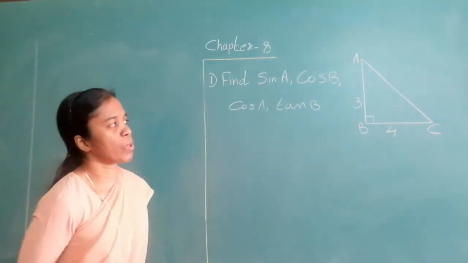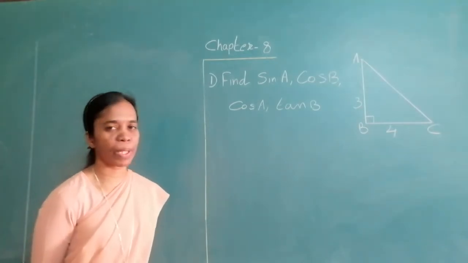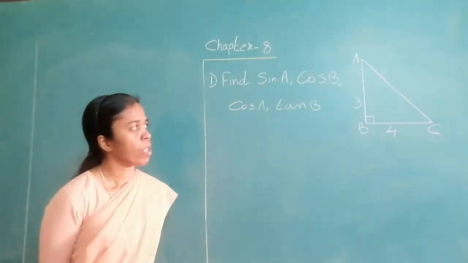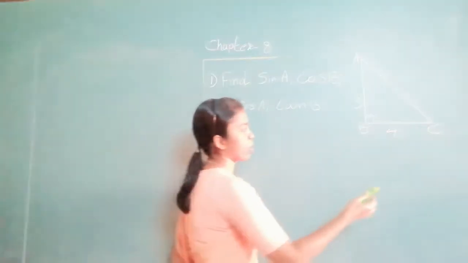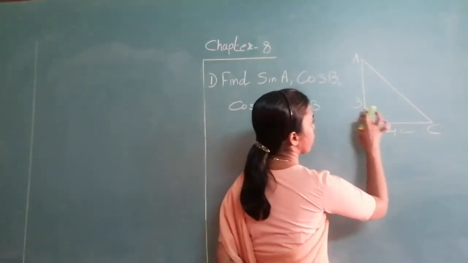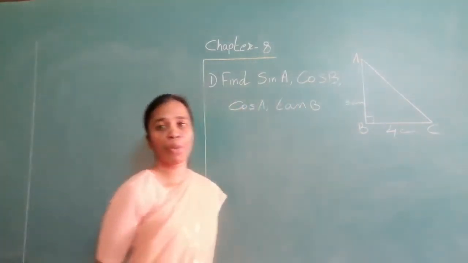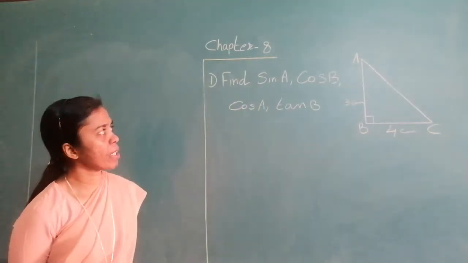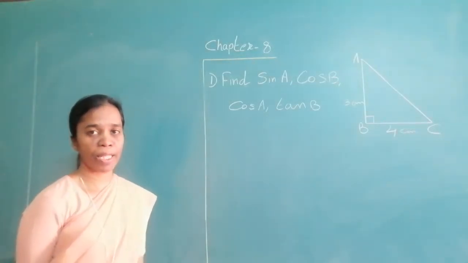What is given to us? You can see a triangle given, right angle triangle ABC. AB is equal to 3 centimeter, BC is equal to 4 centimeter, okay. Now, you have to find sine A. You know how to find sine A? How do you find sine A?